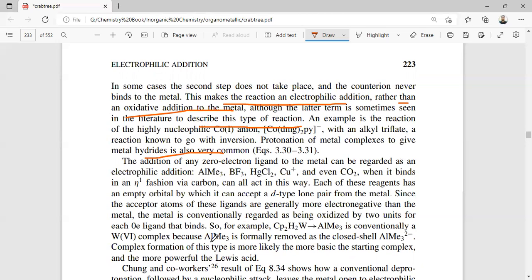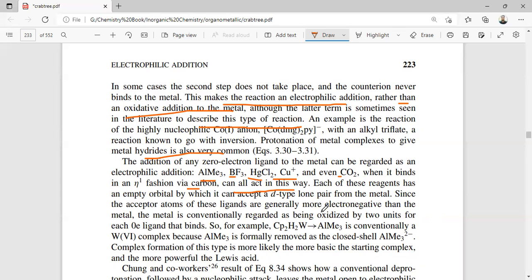So AlMe3, BF3, HgCl2, Cu plus, even CO2, when it binds in an eta-one fashion via carbon, can all act in this way. This is the traditional example of the electrophilic reagents. Each of these reagents has an empty orbital by which it can extract the d-type lone pair from the metal. So all of these electrophiles are electron deficient.